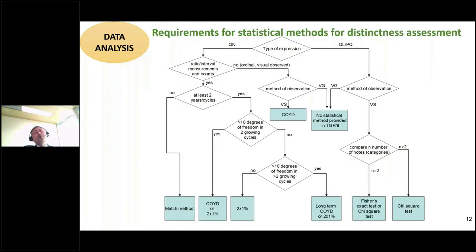We also have a useful flowchart to assist DUS experts in selecting the method for examination of distinctness according to the requirements for statistical methods for distinctness assessment. The requirements include, for example, type of expression, interval measurements and counts, and whether at least two-year cycles are required.